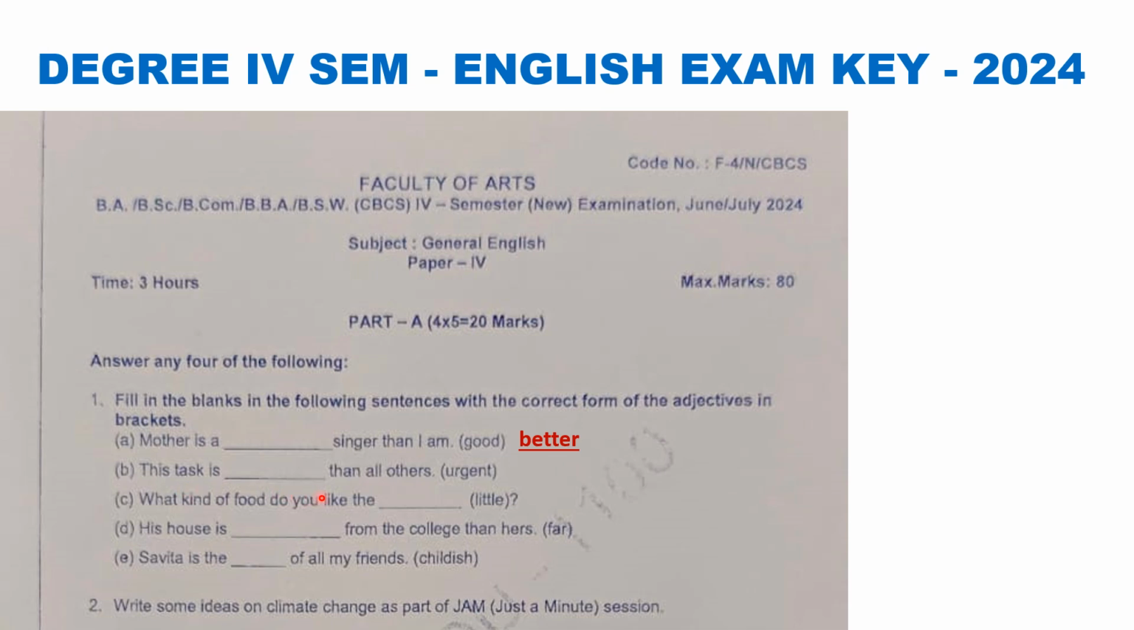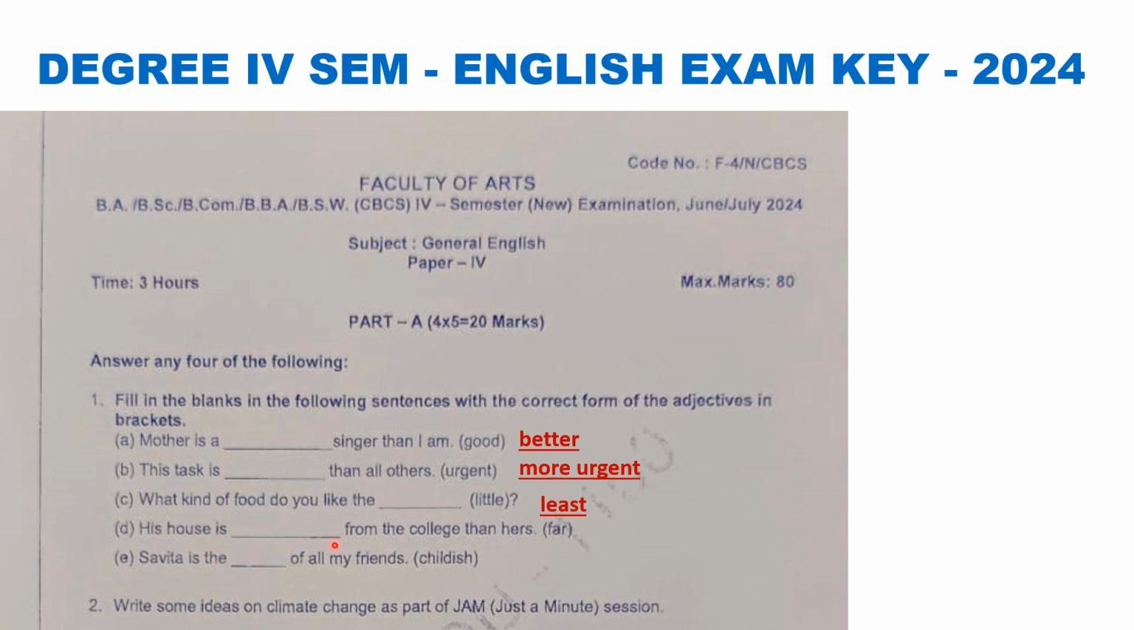This task is dash than all others. Again, than, comparative. More urgent than all others, because urgent is an irregular adjective. You cannot say urgenter, so that's why you have to say more. What kind of food do you like? The dash. So little is the adjective. The tells you that it is a superlative degree. So the answer is the least. What kind of food do you like the least?